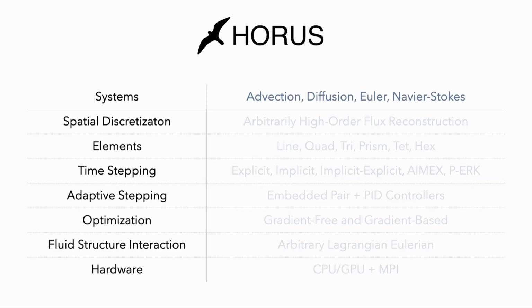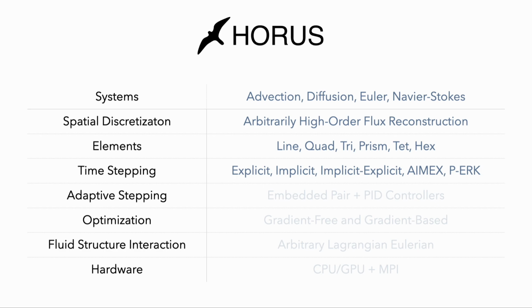So I'm going to talk a little bit about our implementation of these P-ERK schemes, and then I'm going to show you some examples. So we've implemented these in our solver HORUS. This is the High-ORder Unstructured Solver. So we're developing HORUS at my group at Concordia. Currently it can solve several different types of systems, so linear advection, diffusion, Euler equations, as well as incompressible or compressible Navier-Stokes. As I mentioned, our spatial discretization uses the high-order flux reconstruction approach in space, which has been extended to linear, quad, tri, prism, tet, and hex elements.